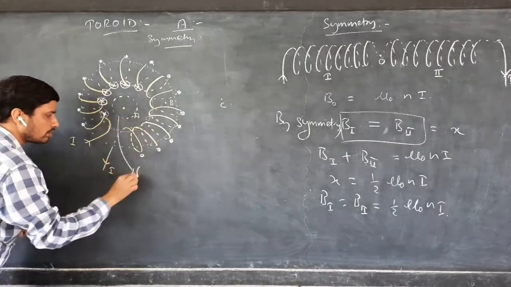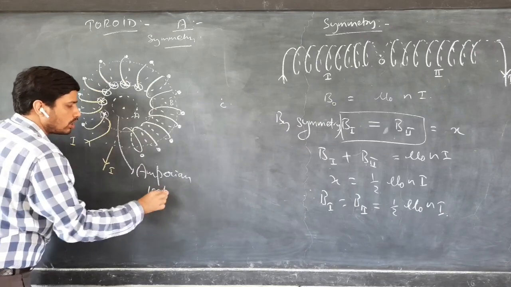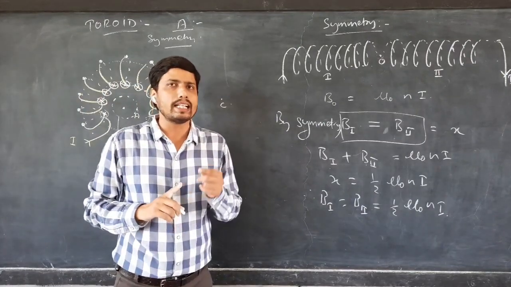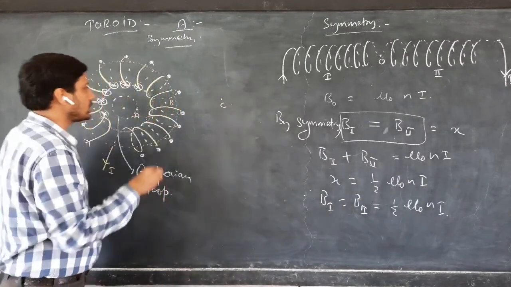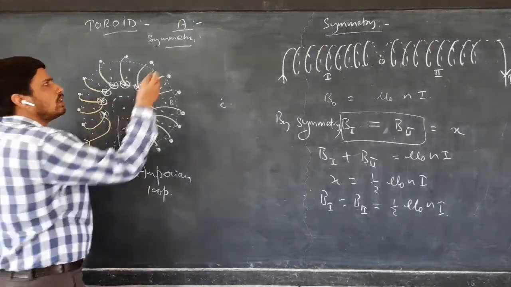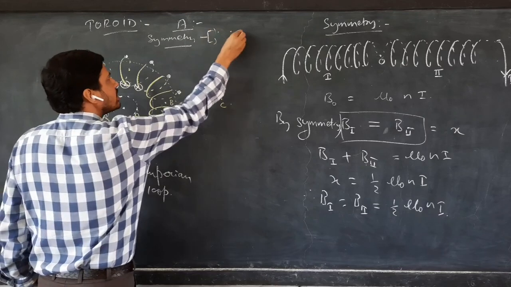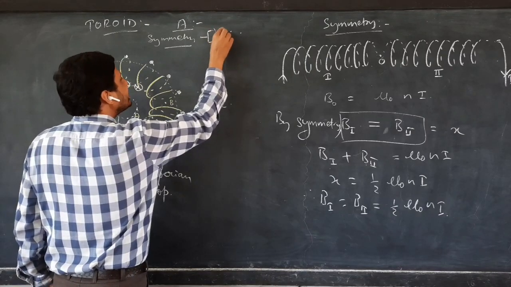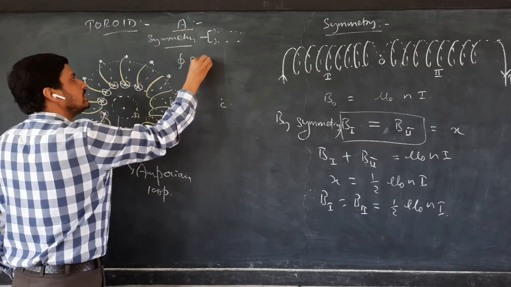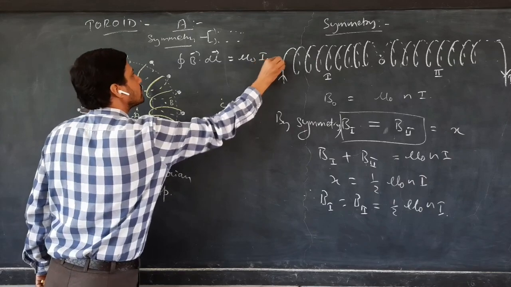this is our Amperian loop. At all the points on this Amperian loop, the magnetic field must be tangential and it must have the same value. It must be along the tangent and it must have the same value. So those two statements you should write yourself: tangential direction of magnetic field, and it has the same value. Ampere's Circuital Law says integral B dot dl is mu naught times I enclosed.